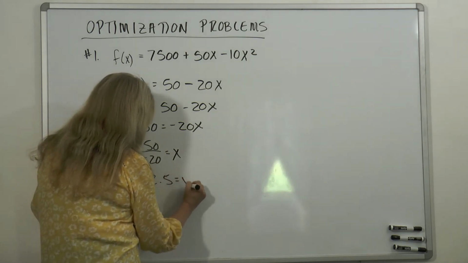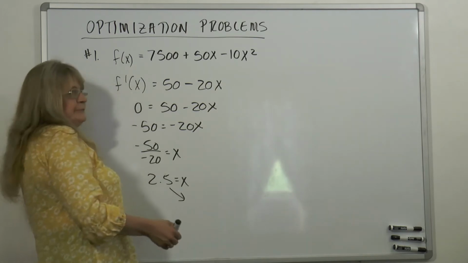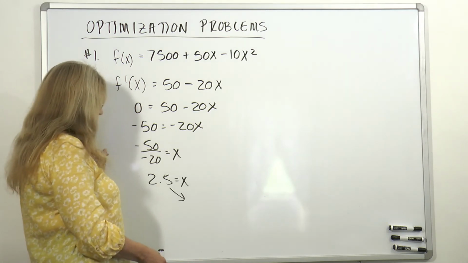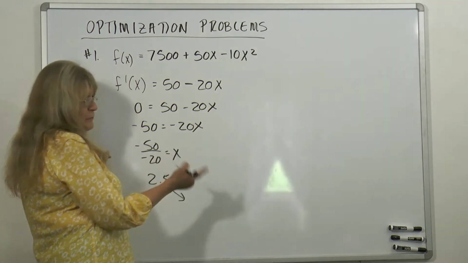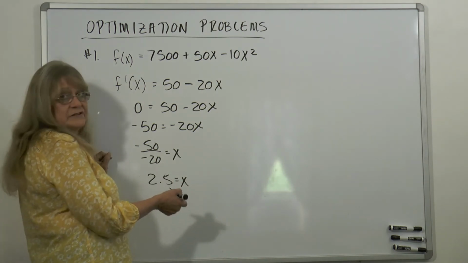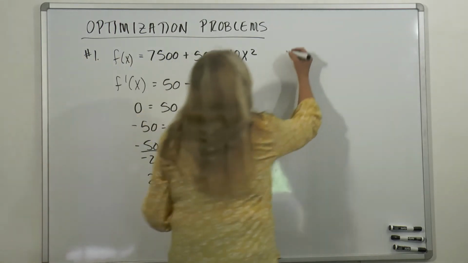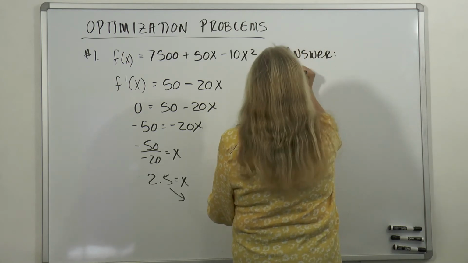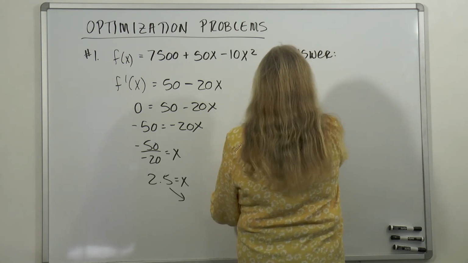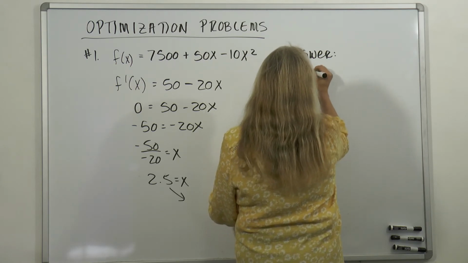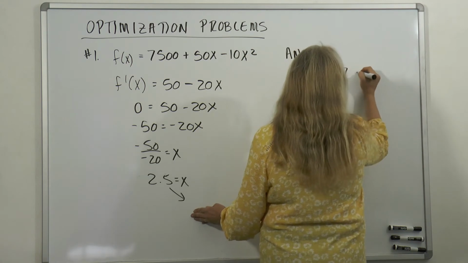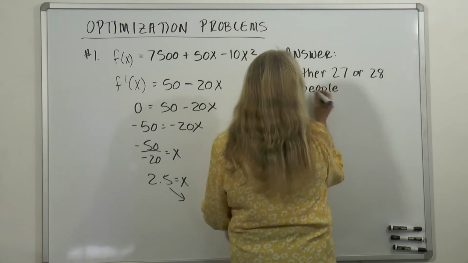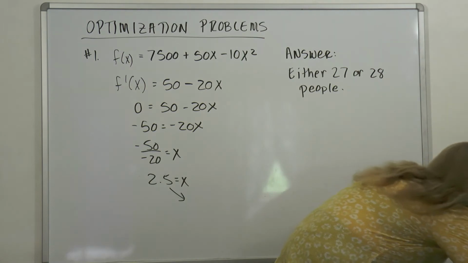positive 2.5. Now, since we're dealing with people, we're not going to charge half price for somebody who's pregnant, you know, for their fetus. So that's not going to work. So this tells me either 3 more people or 2 more people above the original 25 is going to give me my maximum revenue. So here's our answer. So it's either 2 more people, which would be 27, or 3 more people would be 28. Okay, because it asked me for the whole group.